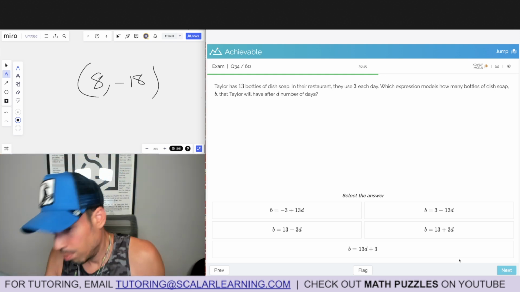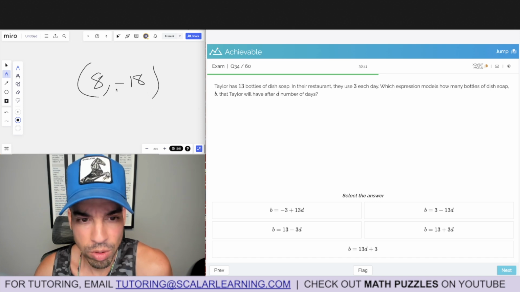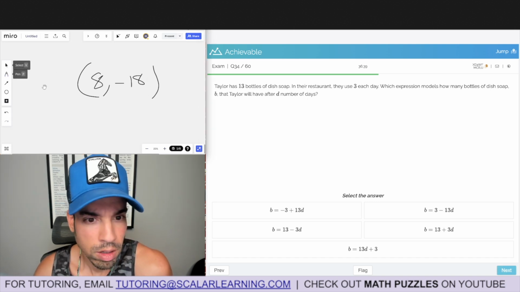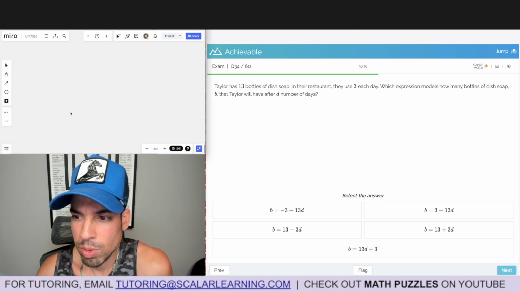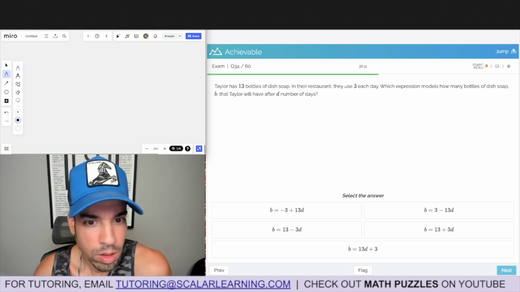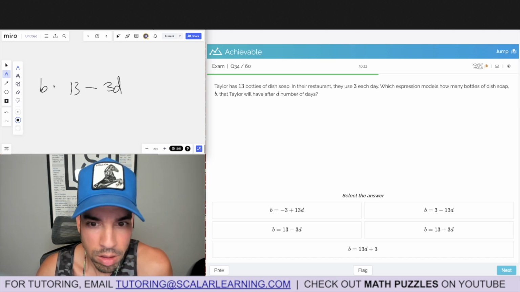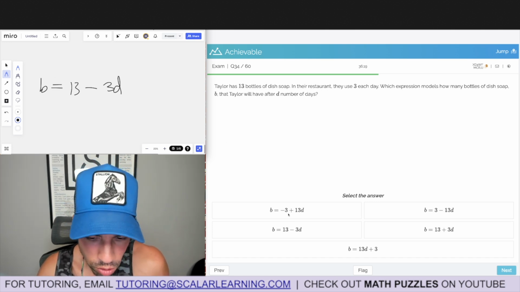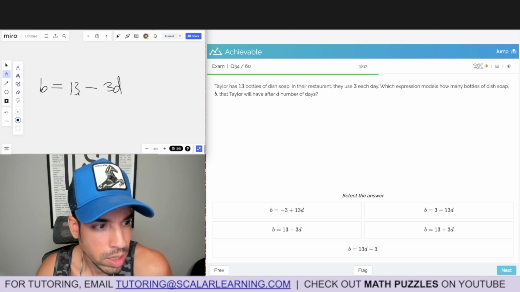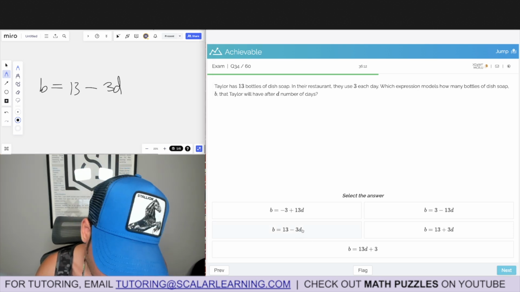Okay. Taylor has 13 bottles of dish soap. In the restaurant, they use 3 per day. Which expression shows how many bottles of dish soap Taylor has after D days? Okay, so 13 bottles, they use 3 per day. It's this. This is an equation, of course, with an equal sign, but it's the same idea. And then 13 minus 3D is what's going to give you, right? 1 day you're going to have 10, 2 days you're going to have 7, etc., etc.